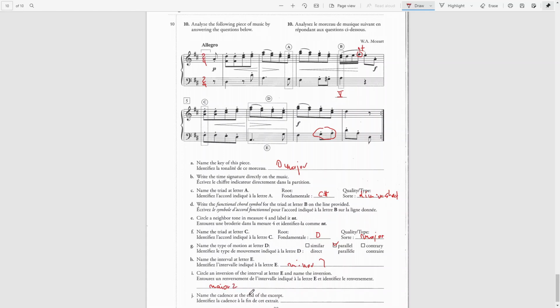Name the cadence at the end of the excerpt. So here, as I said earlier, we're ending with a tonic chord. And just before that, we have A, C sharp, E, which is the dominant chord in the key of D major. This is an authentic cadence.